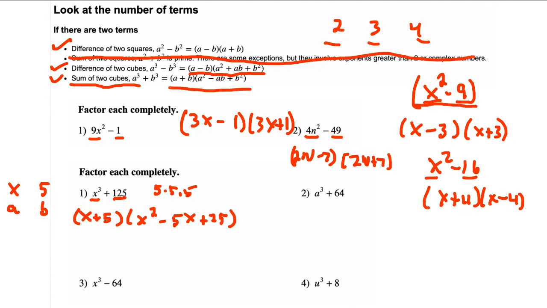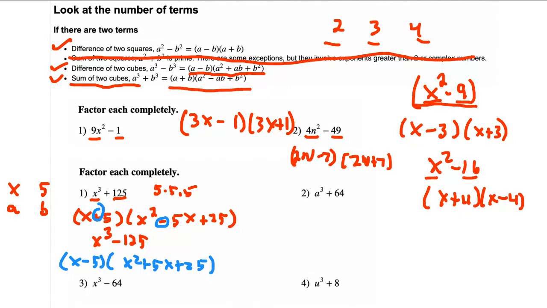So now, if this was x cubed minus 125, it's going to look exactly like this. The only difference, okay, is this and this. They flip. So if I did x cubed minus 125, it would be x minus 5, parentheses, x squared plus 5x plus 25. That is the only difference in the difference of cubes and the sum of cubes. So once you know how to do one of them, it's fairly easy. You just have to remember which one gets a plus and which one gets a minus.